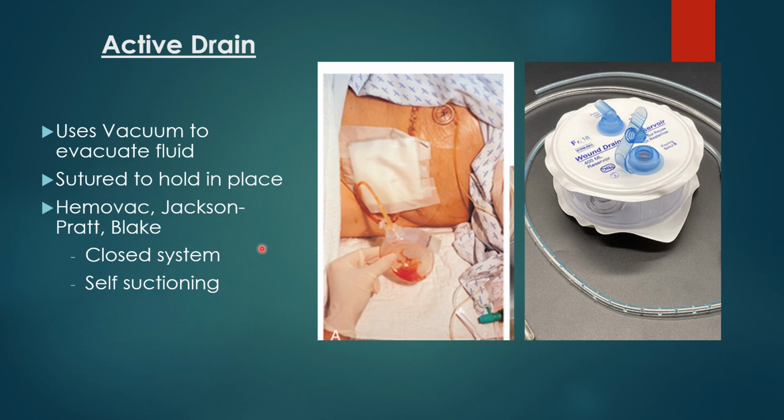They are both a closed system and they are self-suctioning. So there is a tube that runs into the body canal and it does have multiple little holes in which the fluid can go into. Both of these canisters, dependent on the kind of drain that is used, will then be compressed and closed, which then causes a vacuum-like seal, which then allows the fluid to go through the tube and up and settle into the drainage system.